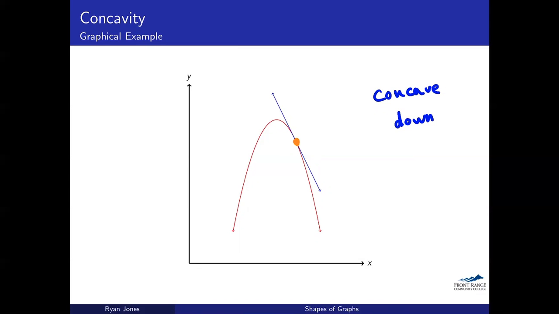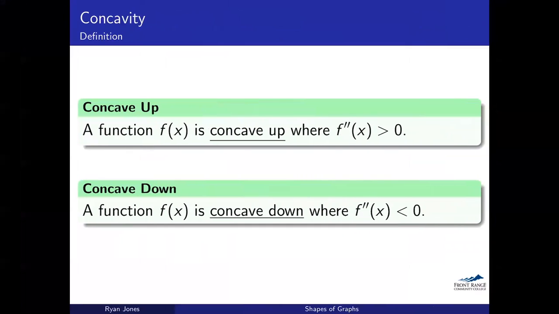So this next definition, I'm going to show one more definition of concavity. This is probably the most important definition. This is the definition that you're going to use the most. And it has to do with the second derivative here. So a function is concave up when the function has a second derivative that is positive.